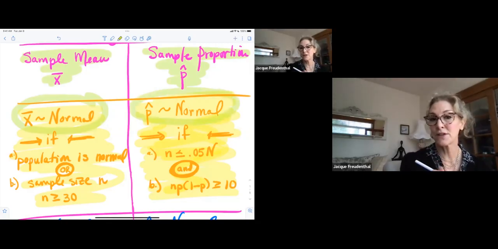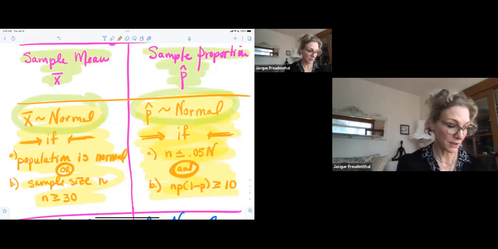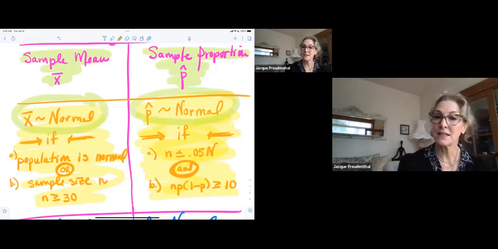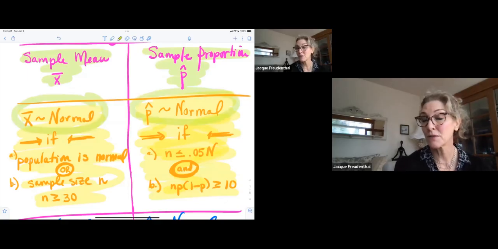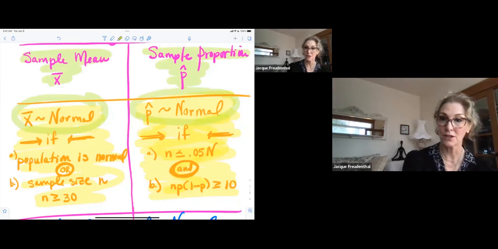If you're looking at proportion, the way we can use a normal model is we first have to look at the sample size and check to see that it's smaller than 5% of the population size. And we have done this before when we were looking at binomial. When we were looking at binomial, we were checking for independence. This was one way we could assume independence. Same idea here. The sample size is smaller than 5% of the population, we're good to go.